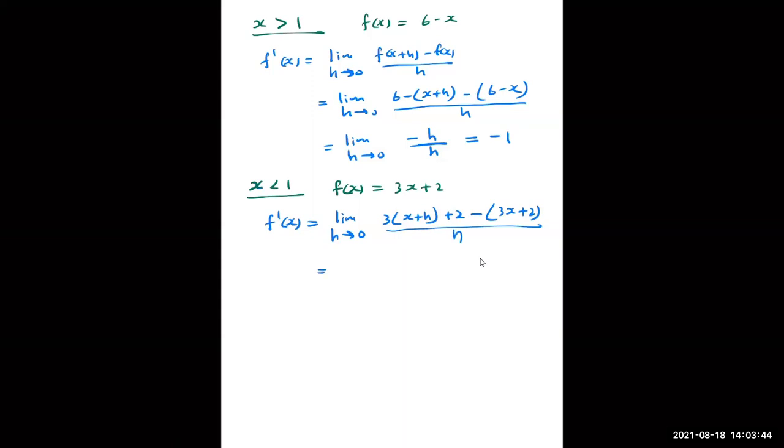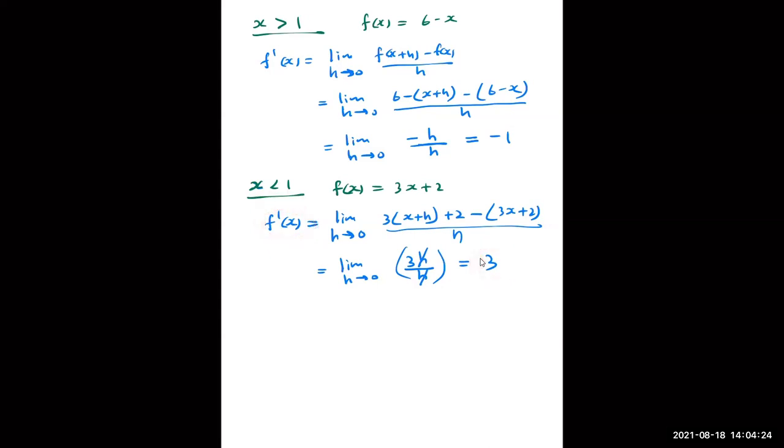Let's simplify the top. Again, you will have a bunch of cancellations. You have 3x here. You have minus 3x here. Those two will be cancelled. And you have minus 2 here. You have plus 2 here. Those two will be cancelled. What is remaining in the top is 3h. In the bottom, you have h. Now, if you cancel h in the top and h in the bottom, you get 3. The limit as h approaches 0 of 3 is 3 itself. So that means the derivative when x is bigger than 1, your f prime of x is minus 1. When x is less than 1, f prime of x is plus 3.